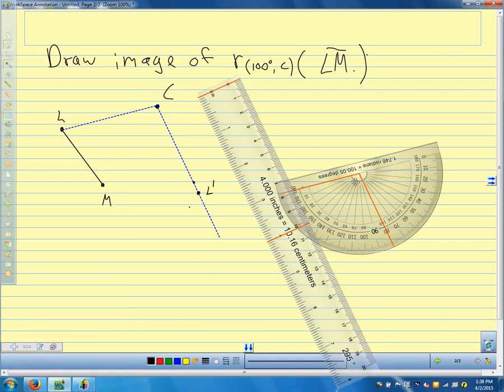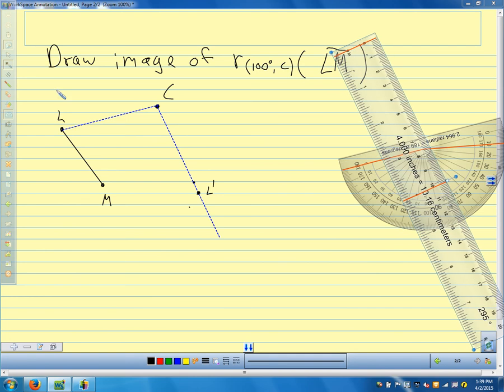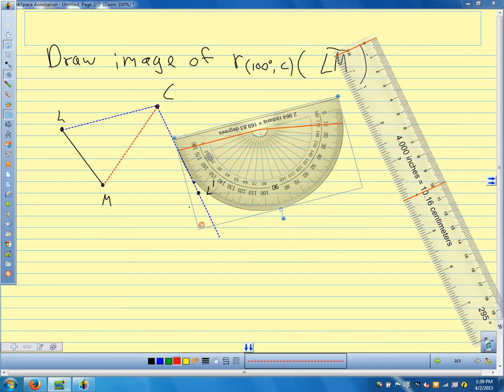And then I'm going to do the same thing for M prime. So I'll draw my line a different color. Rotate that 100 degrees.